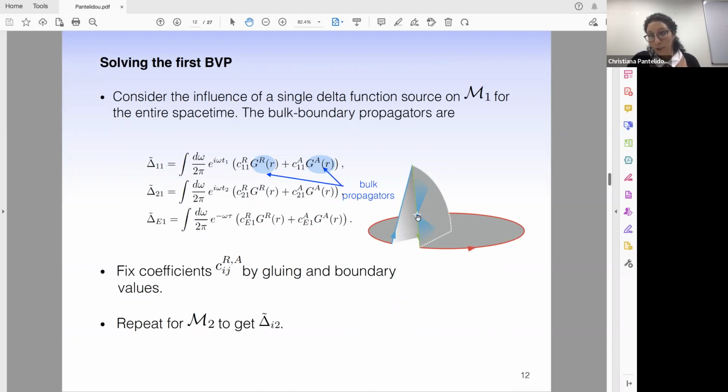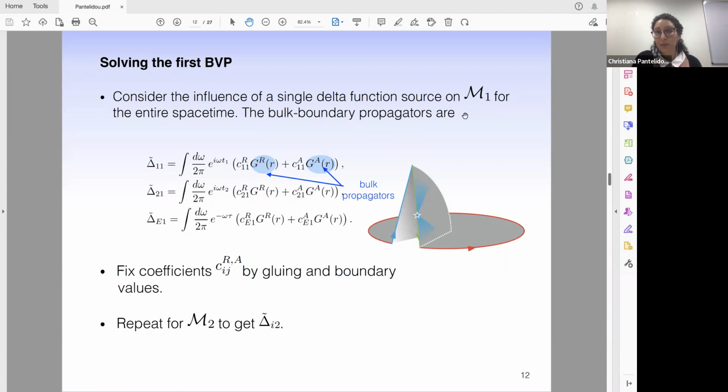And then we'll measure the influence of that delta function on all 3 segments. And in order to measure that influence, we will essentially be considering bulk to boundary propagators. Then we will repeat the same thing, but now considering a single delta function on the boundary of the other segment. And then essentially what you do is you superimpose the 2, and you get something that has a source both here and here. Okay, so that's the strategy.